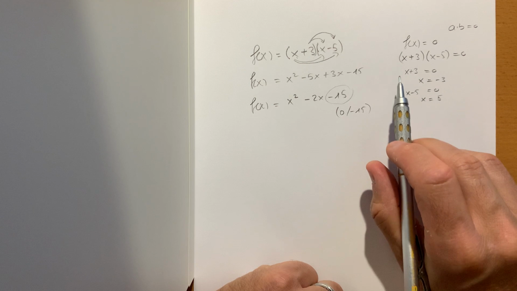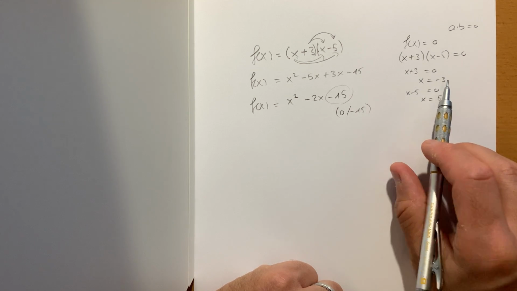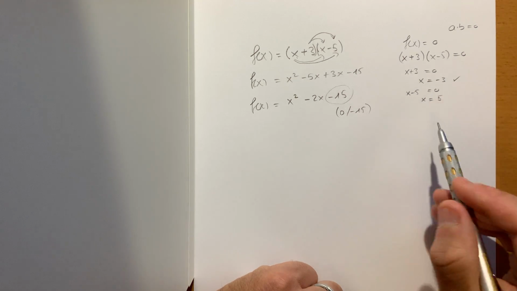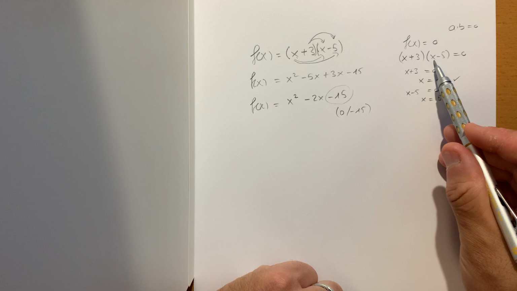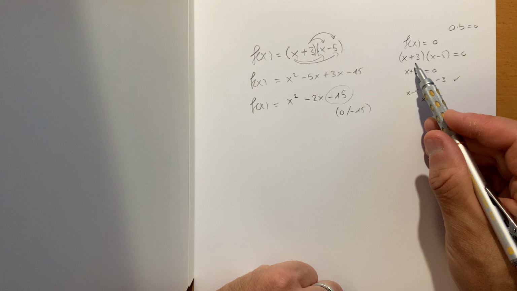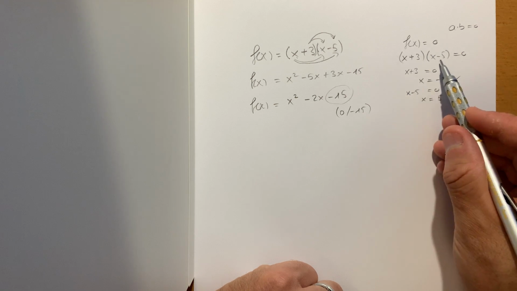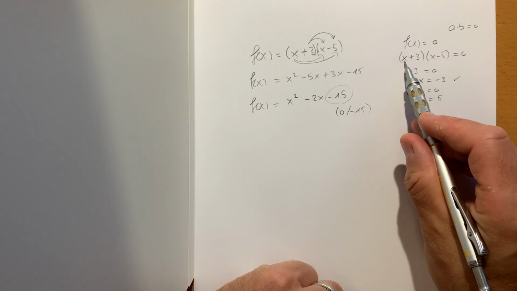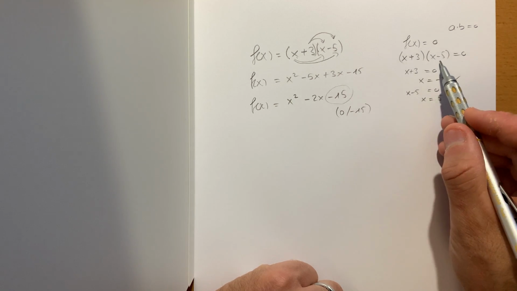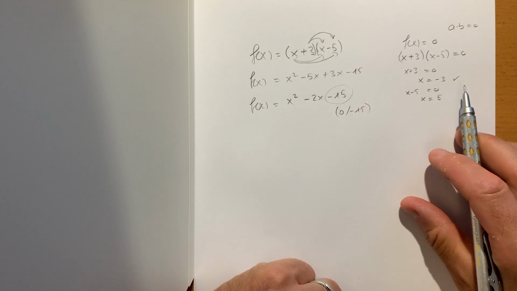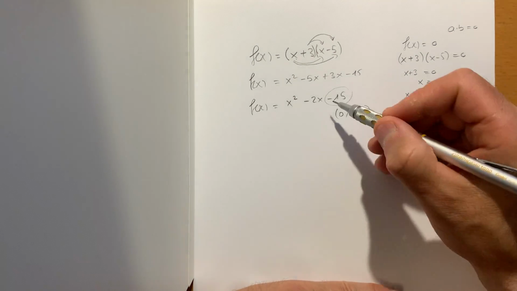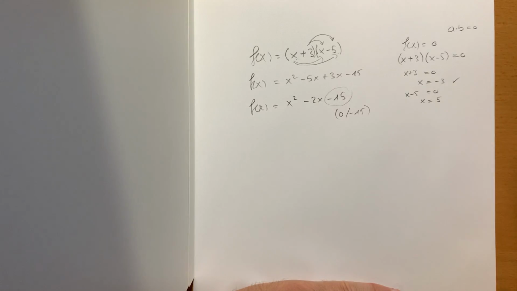Now let's think this through. When you plug in -3, you get 0 times -8. That would be 0. So this is correct. If you plug in 5, you get 8 times 0, and that would be 0. They can't be 0 at the same time, because in order to make this factor 0, you have to plug in -3, and in order to make this factor 0, you have to plug in 5. That's quite clear, I think. So now the interesting question will be, how do we get from this to this later on?